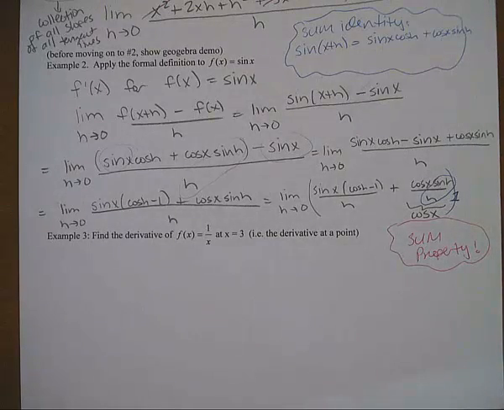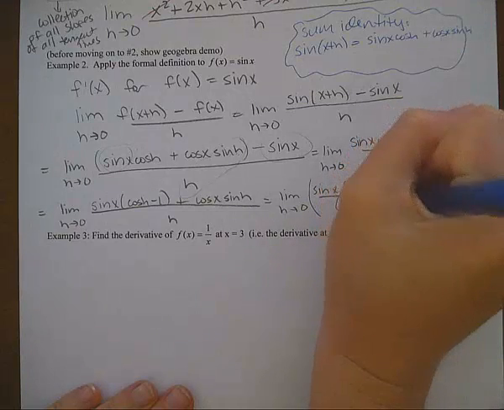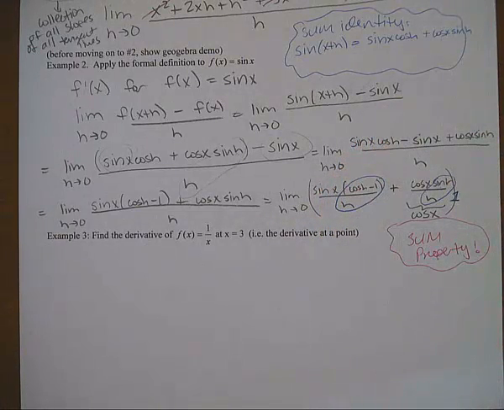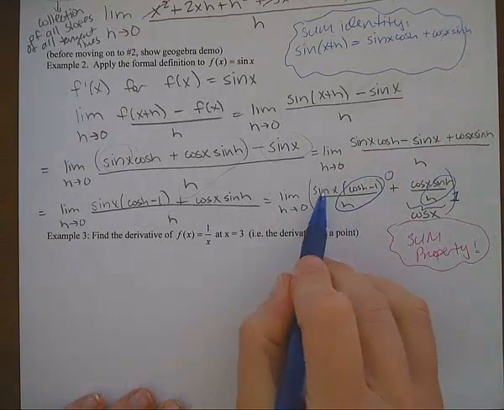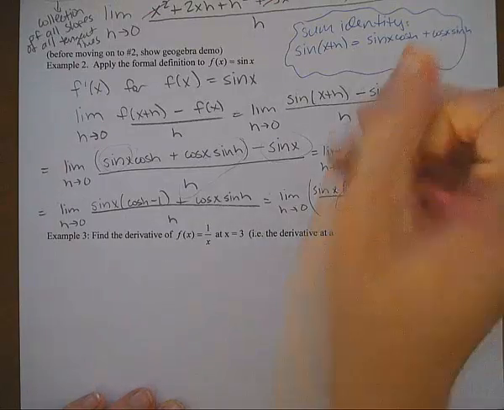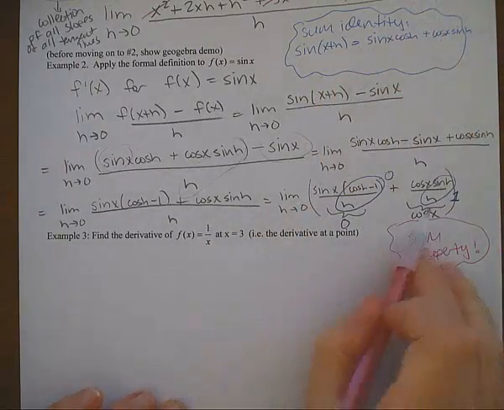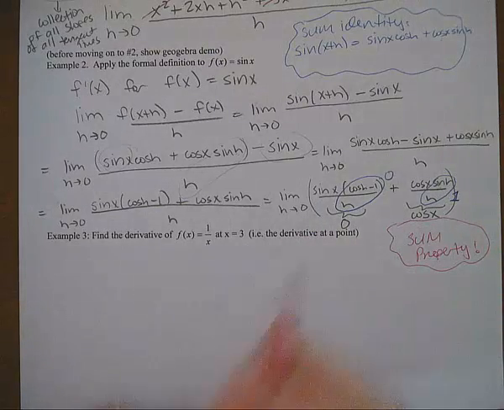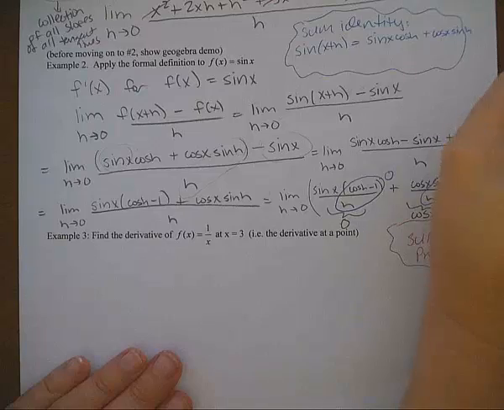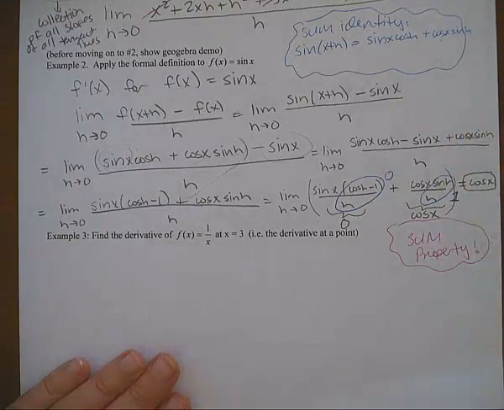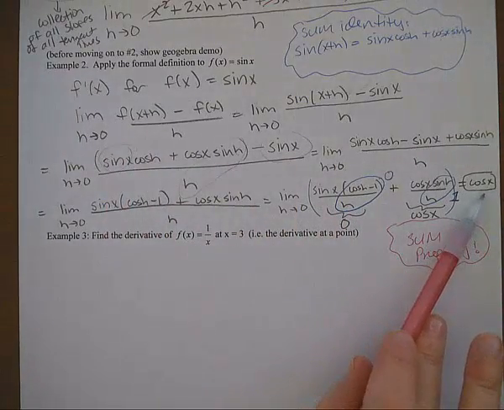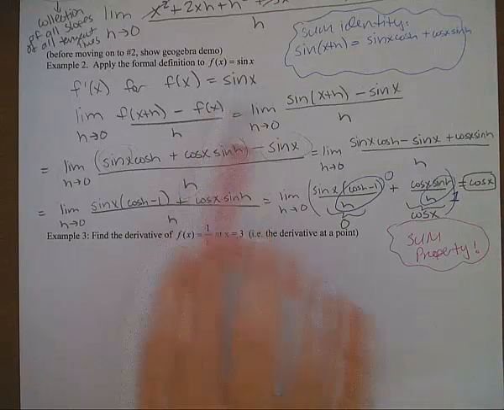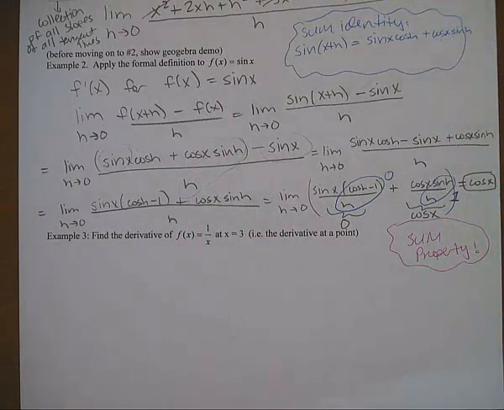And then our other special limit from before that I asked you to remember was cosine of h minus 1 over h. That special limit goes to 0 as h approaches 0. So this limit is 0. So I have sine x times 0, which is still just 0. So these are my limits separately. Then if I add them together, I get 0 plus cosine of x, which is just equal to cosine of x. And so this, in a long, complicated way, proves without a shadow of a doubt that the derivative of sine is in fact cosine, and we also witnessed that in the GeoGebra demo.